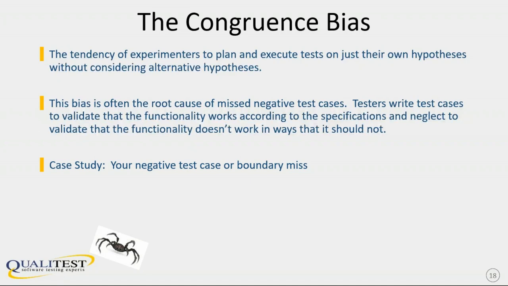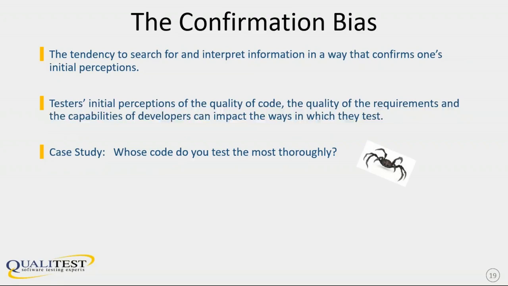And I think probably all of you can think of a time that you missed a negative test case. The confirmation bias is the tendency to search for and interpret information in a way that confirms your initial perceptions. So there again, if you think you're testing to specification, your initial perception is probably what the specification said. But we also have our perceptions of the quality of the code, the quality of requirements, and even the capability of our teammates.